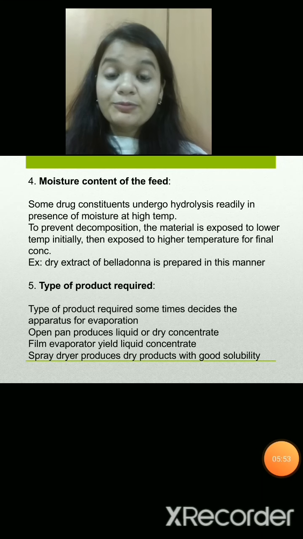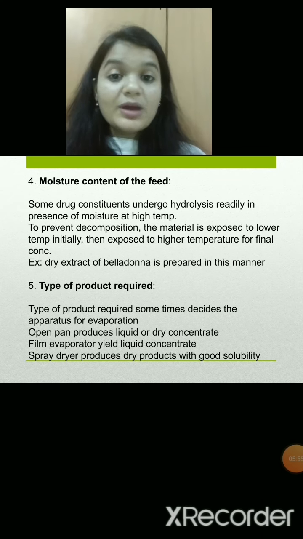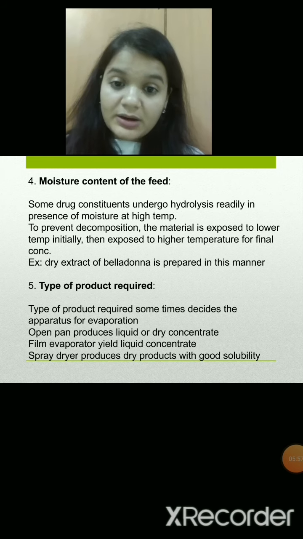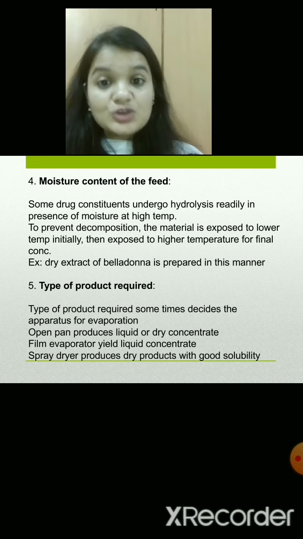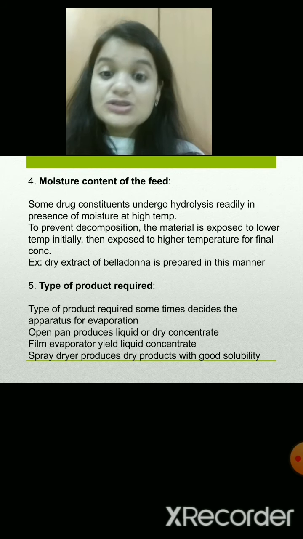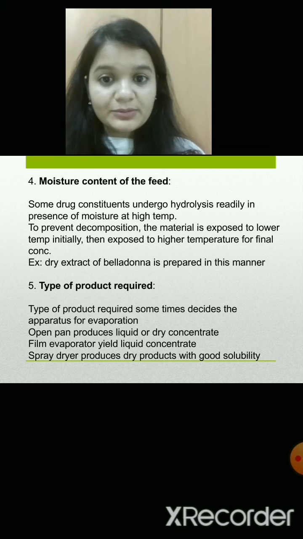Similarly, type of product required. If you require liquid or dry concentrate, then you can use an open pan evaporator. So ultimately, the type of product which you require decides the apparatus to be used for evaporation.